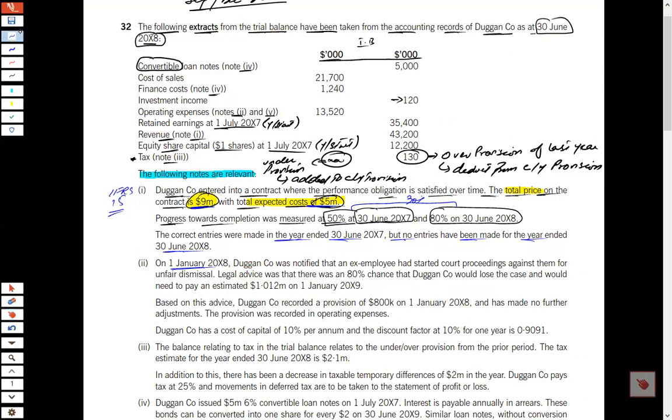D company was notified that an ex-employee had started court proceedings against them for unfair dismissal. Legal advice was that there was an 80% chance that D company will lose the case. By the way, it's pertaining to IAS 37 provisions, contingent assets and contingent liabilities. IAS 37 asks you to record a liability as a provision when there are probable chances. Probable means 50% or above. 10 to 50% chances are possible. Up to 10% chances are remote.